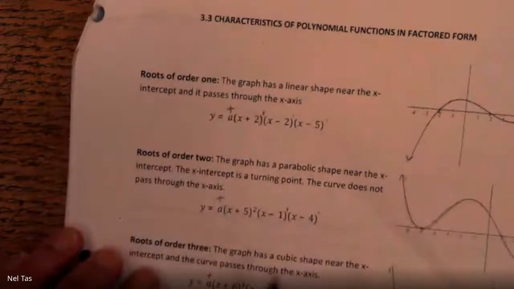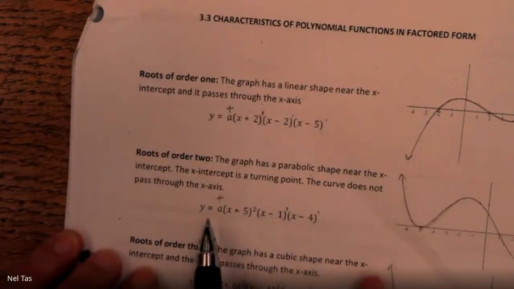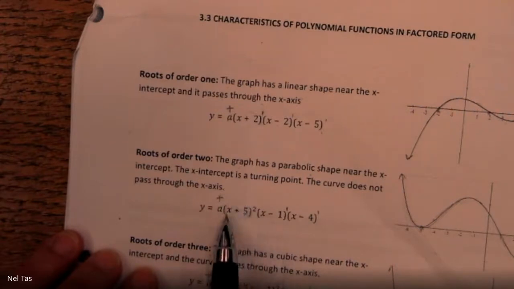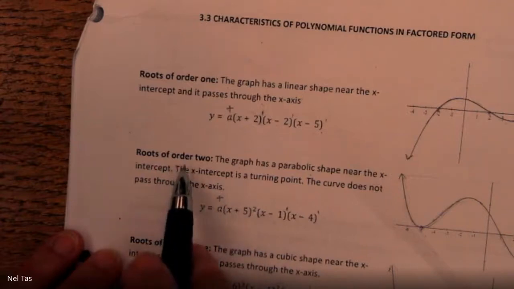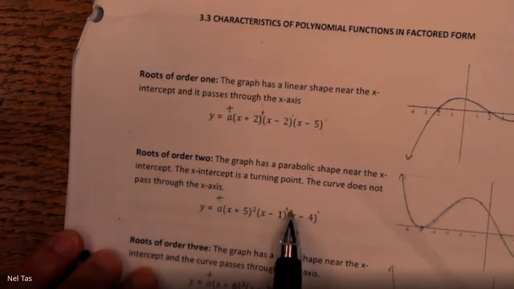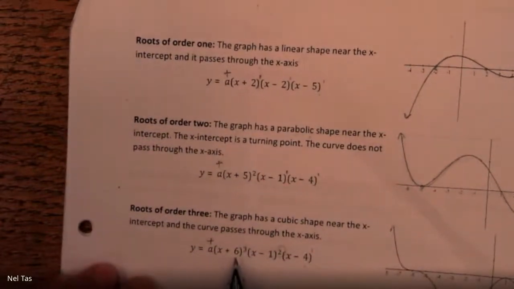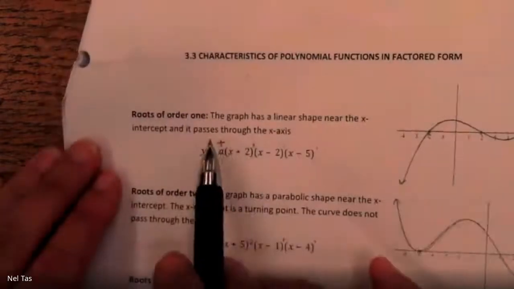But when you look at this example, we have x plus 5 squared times x minus 1 times x minus 4. This factor has a power of 2, so that factor has order 2, and these two are order 1. When you look at this example, we have x plus 6 cubed as one factor. You look at the exponent, that is 3, so that is order 3. And this is order 2 because the exponent is 2, and this is order 1.